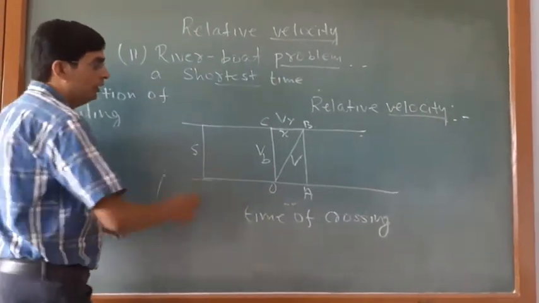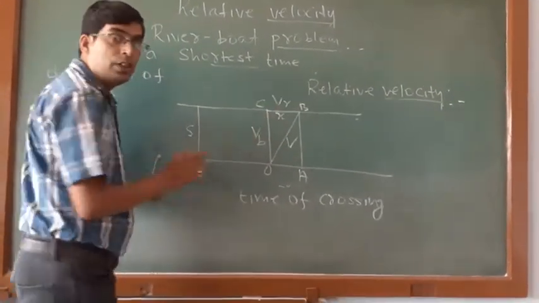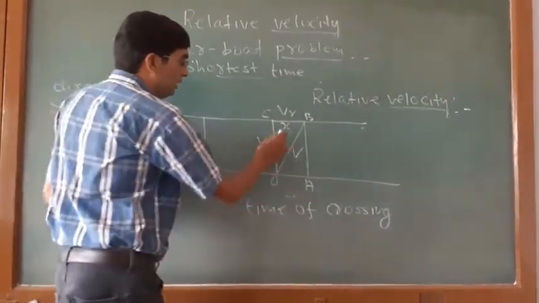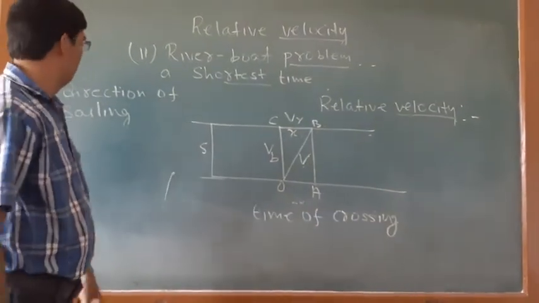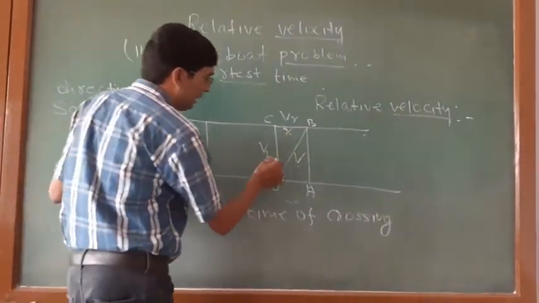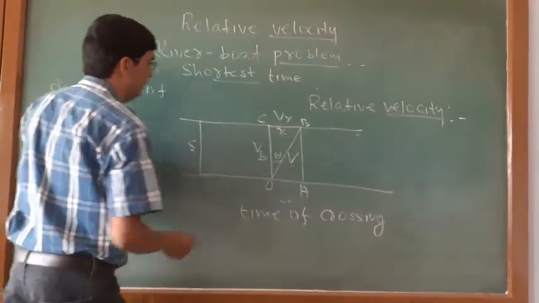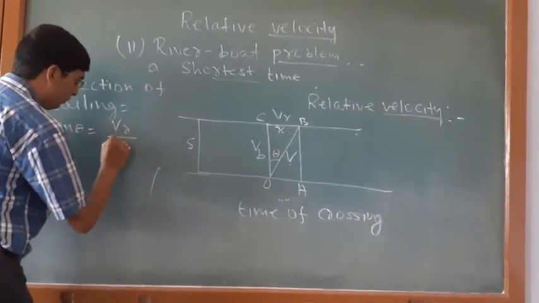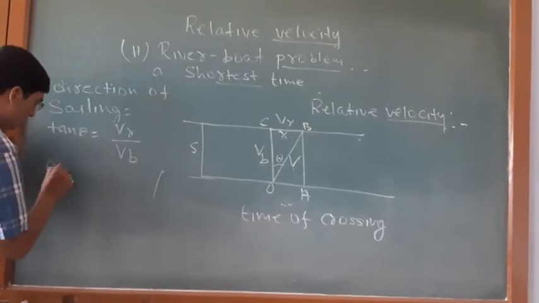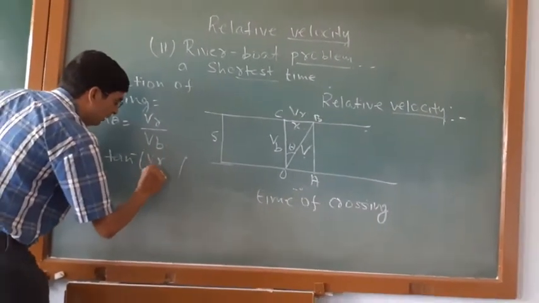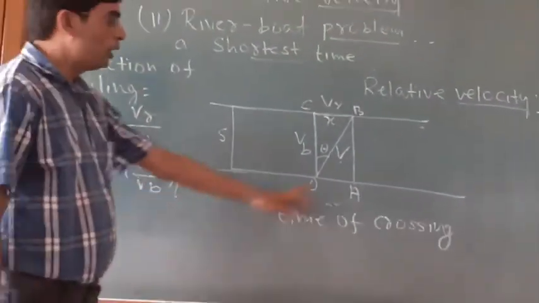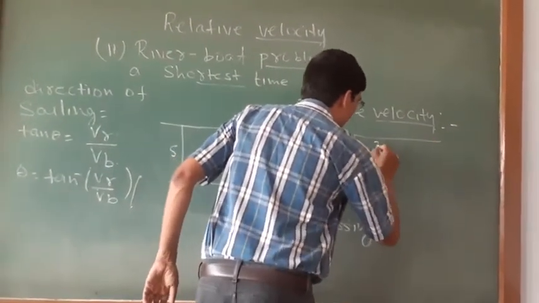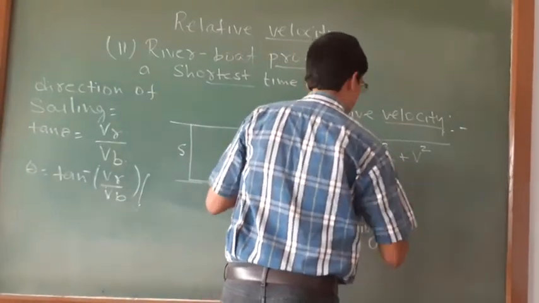So again see the components. VB is the velocity of the boat, VR the velocity of river, V is the relative velocity of the river and boat, and this is the extra distance the boat has to cover. So the direction of sailing, this theta, is again P by B. So tan theta equals the velocity of river by velocity of boat. So theta equals tan inverse of VR by VB. Now, what is the relative velocity? The sum of these two. So the relative velocity V is the square root of VB square plus VR square.